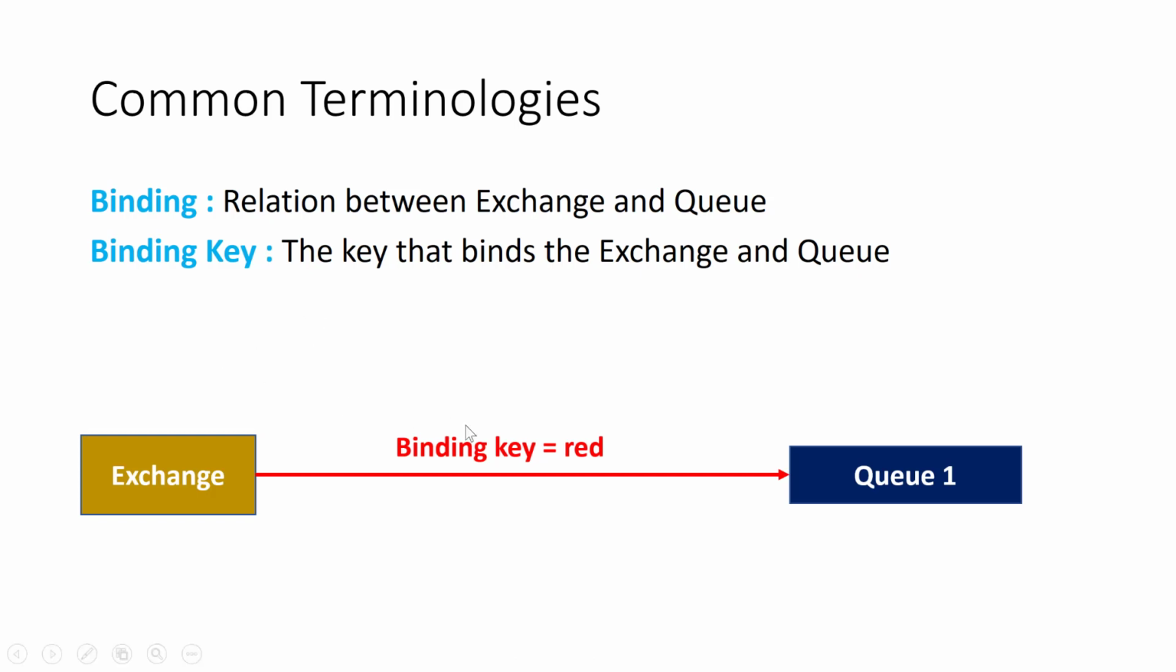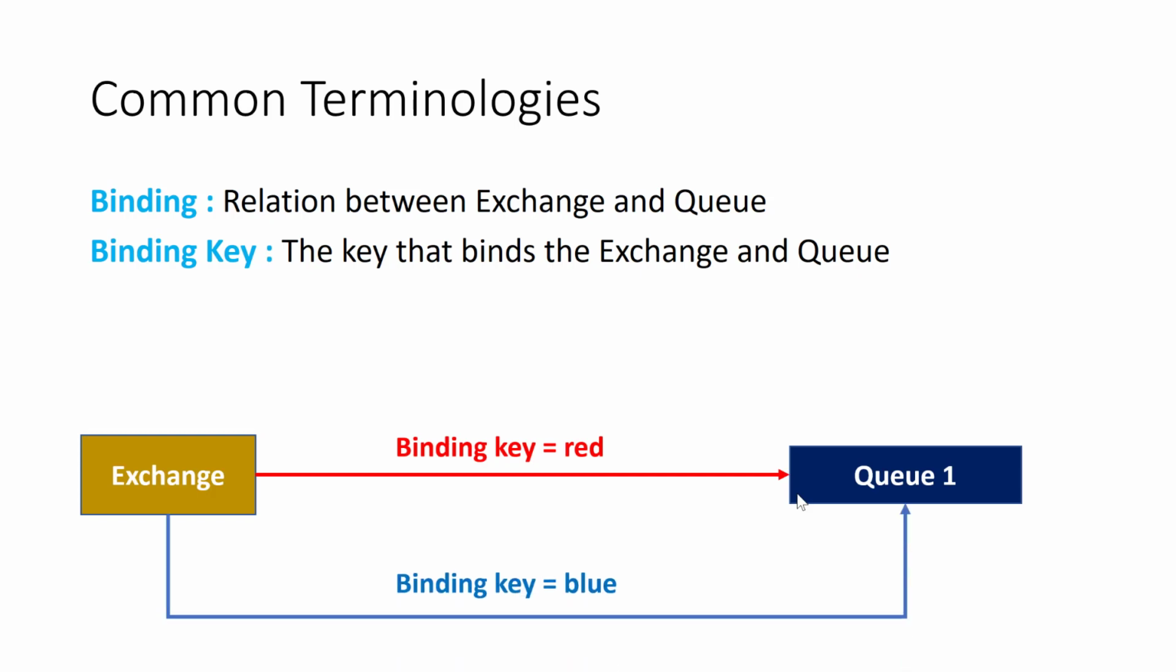And then here we have a binding key. There is the binding between the exchange and the queue. And we have a key that says red that binds the exchange and the queue. Now, you could also have multiple bindings between the exchange and the queue. So between the same queue actually. So you could have two bindings here.